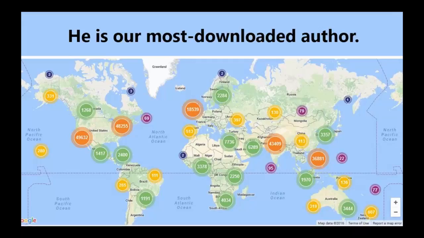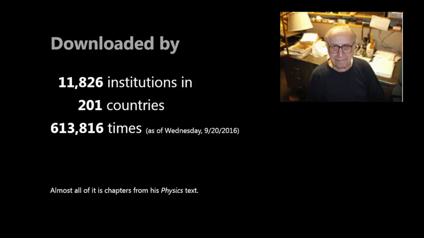His numbers, he called me up one day after we'd been working together for about 6 or 8 months, and he said he'd just gotten his download report, and he said, these numbers are astronomical. Which I thought, coming from a physicist, was pretty good because he really knew what astronomical meant. But it's just incredible. He's our most downloaded author. 11,000 institutions, 201 countries, 600,000 times. And that's Dr. Katz right up there. And this is as of last Wednesday. Most of it is chapters from his physics text.